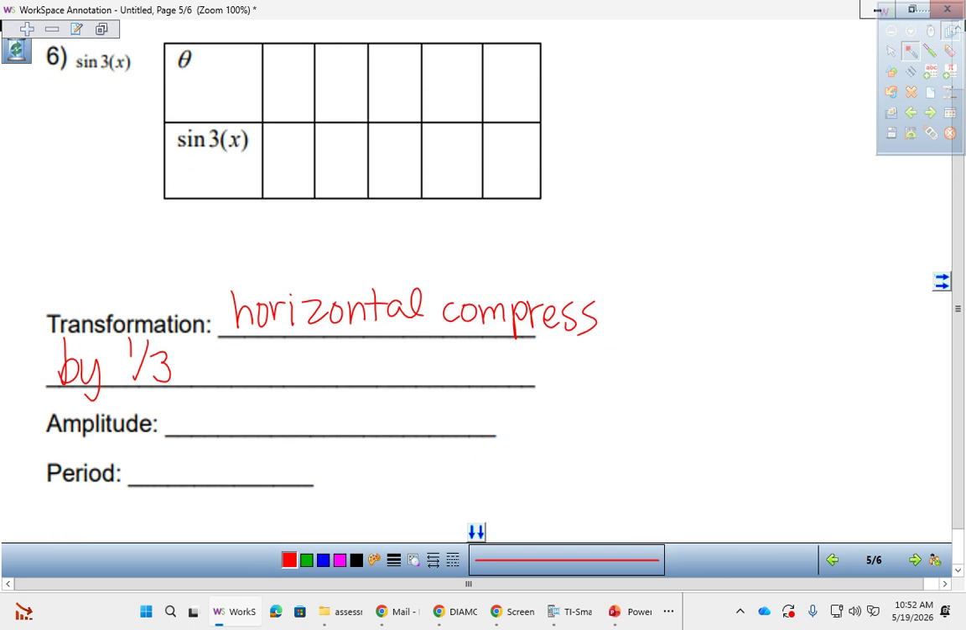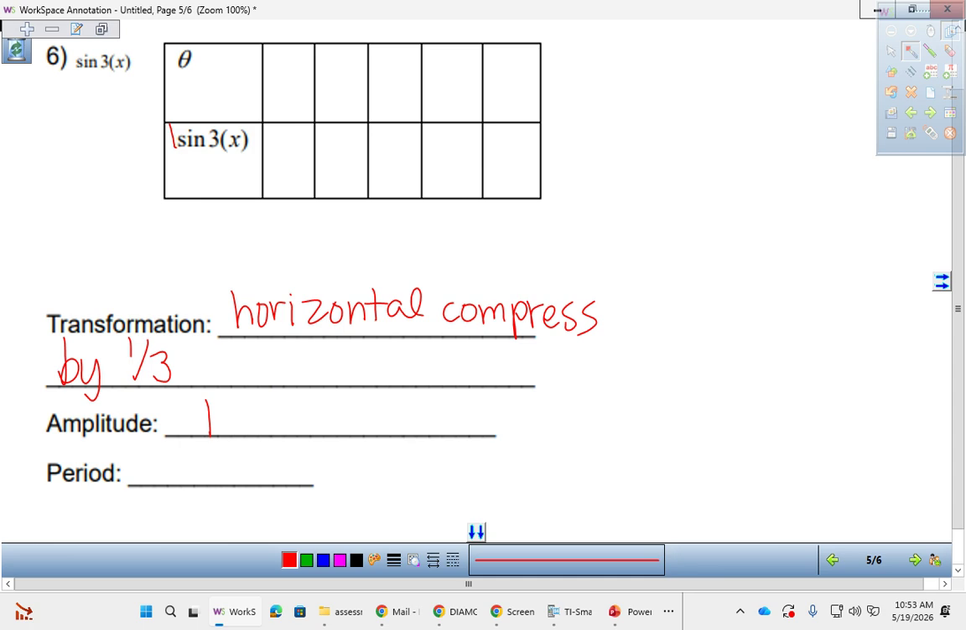Before we get into period and the table, let's just talk amplitude of this one. Amplitude is the A. It's the number in front. So if there's no number in front, what could I put? A 1. So the amplitude for this one is 1. That's like what we did yesterday. Everybody okay so far?